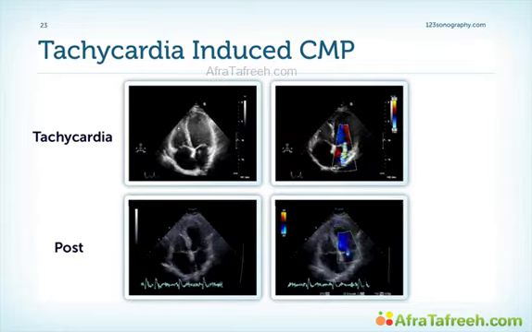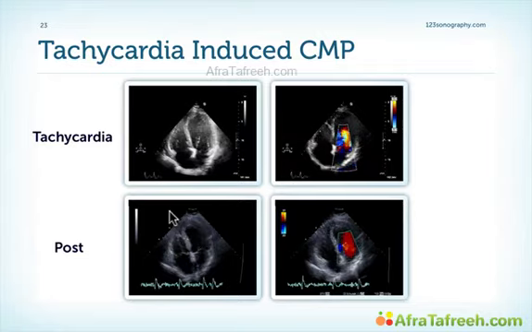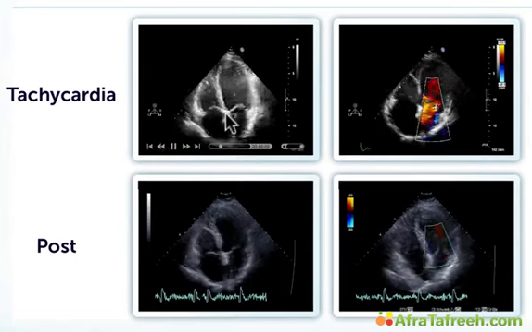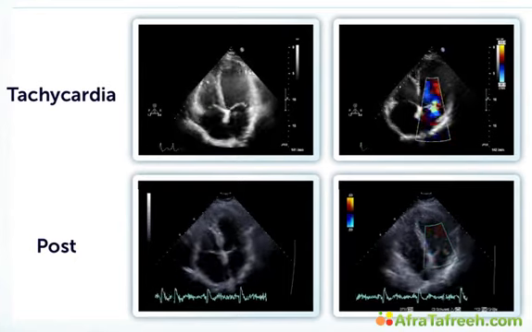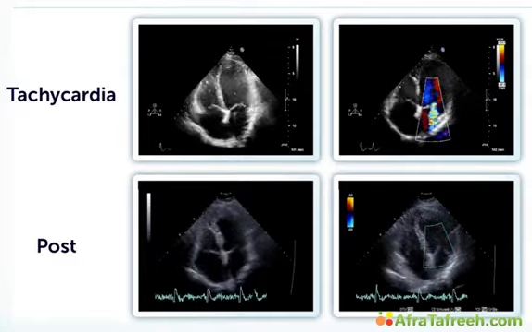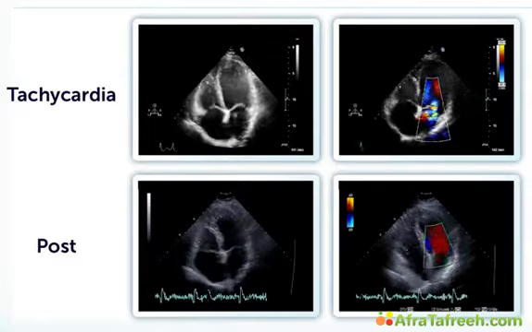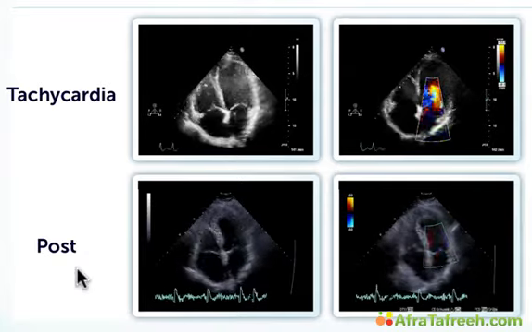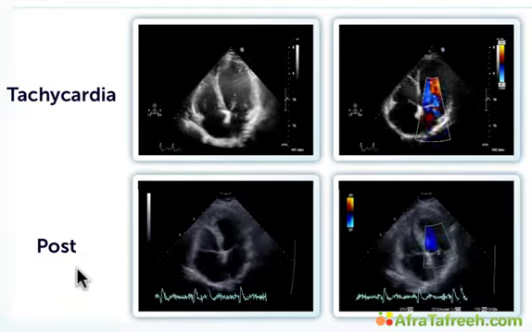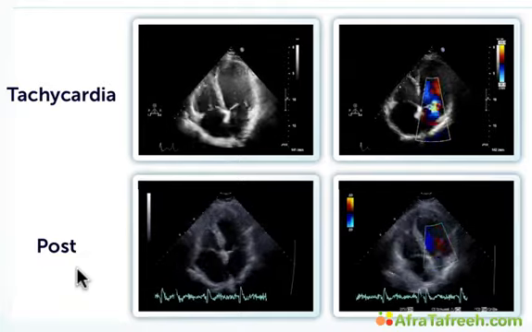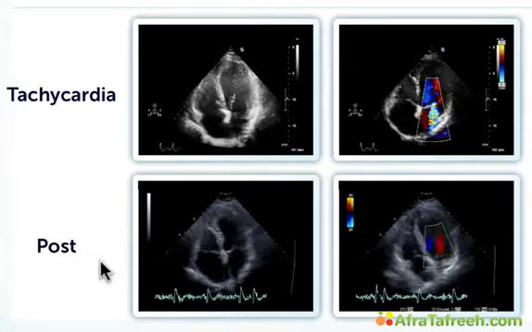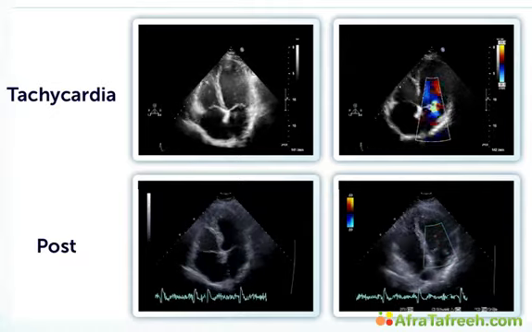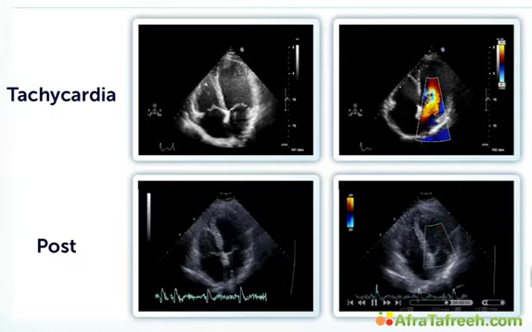Here's an example of a patient. On the top panel you can see the patient during tachycardia, where we find a reduction in left ventricular function and also significant mitral regurgitation. 2 weeks later, after cardioversion, we can see that left ventricular function has almost returned to normal, and even mitral regurgitation has almost vanished.